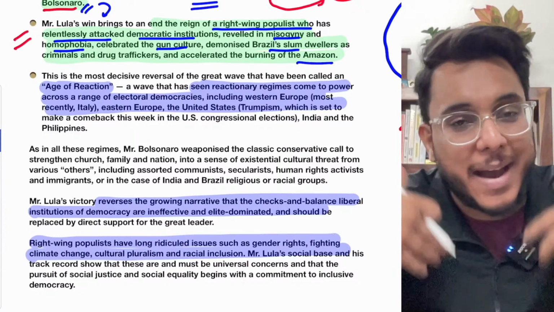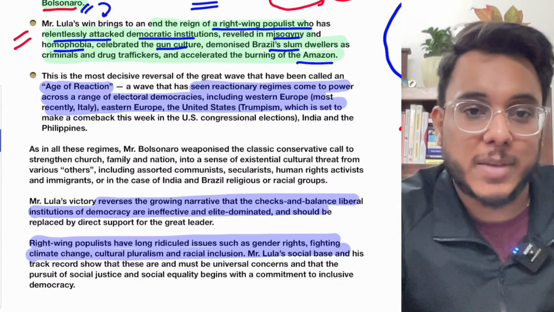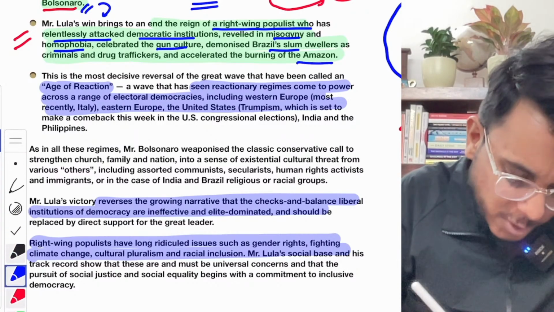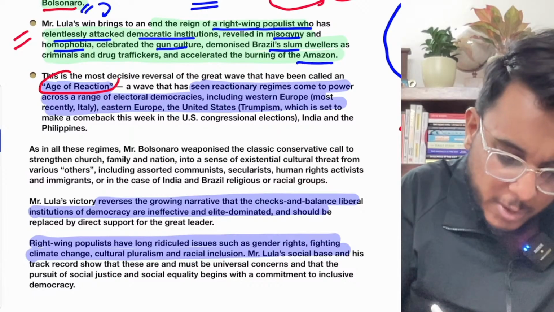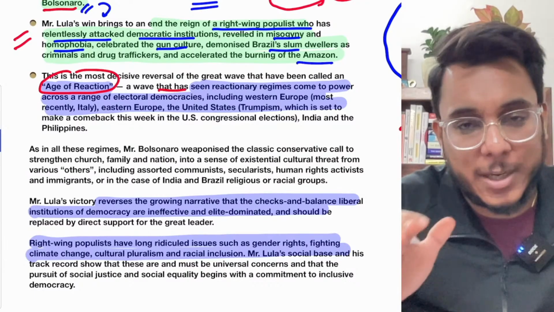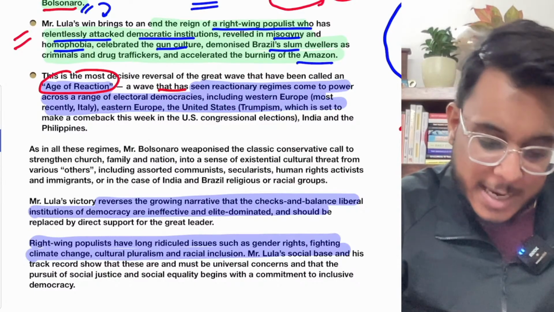now has come to an end with the election of Mr. Lula, who belongs to the leftist politics. Okay, this is something that has happened, and it says that there was an age of reaction. It has been said that the age of reaction has been brought to an end in Brazil. Okay, so the rightists and their policies are called the age of reaction.